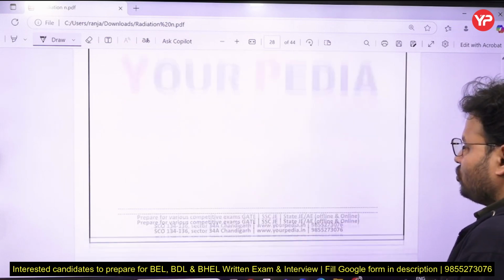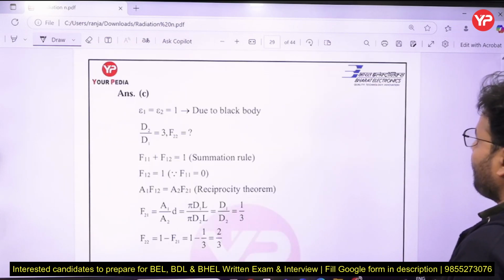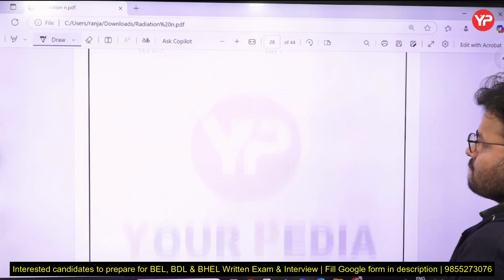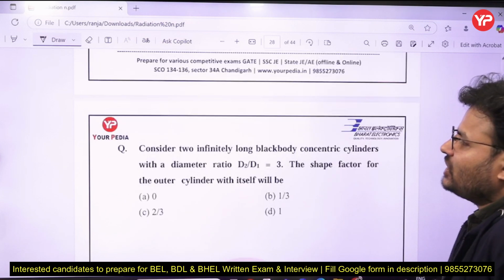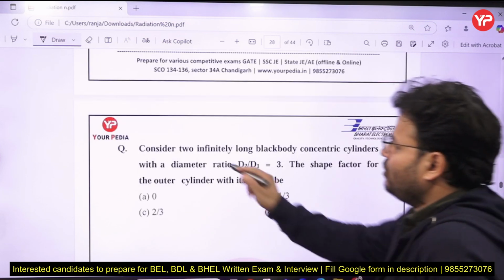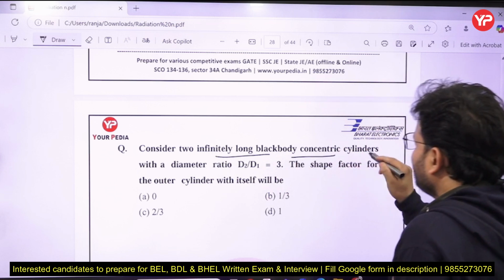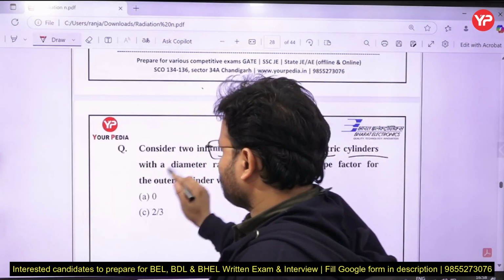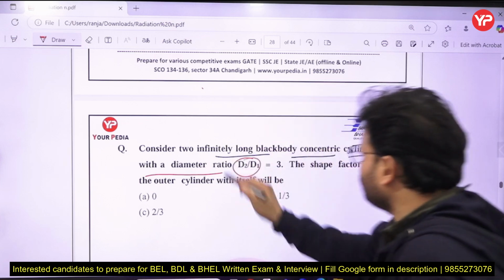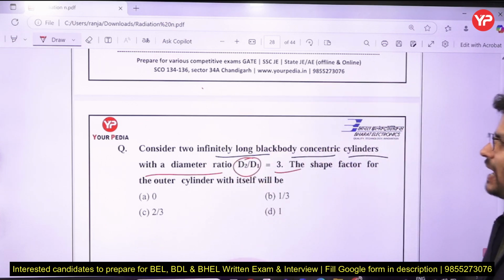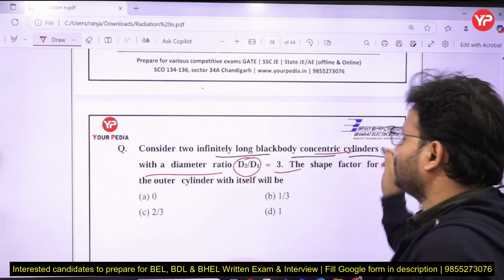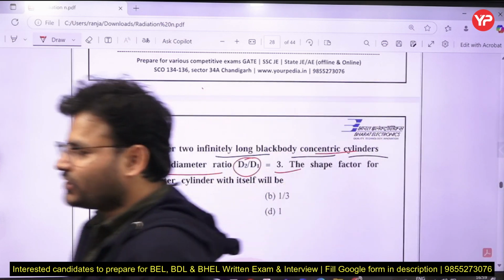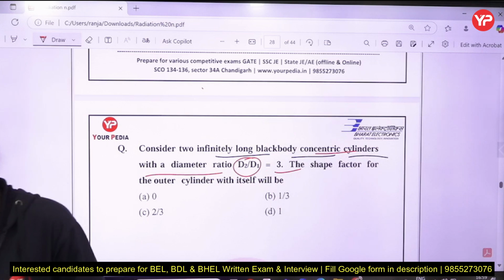So that is the next question, my dear friends, on the screen. The question is: consider two infinitely long black body concentric cylinders with a diameter ratio d2 upon d1 is 3. Find the shape factor for the outer cylinder with itself. So you have two infinitely long black body concentric cylinders, and their diameter ratio is known, my dear friends.